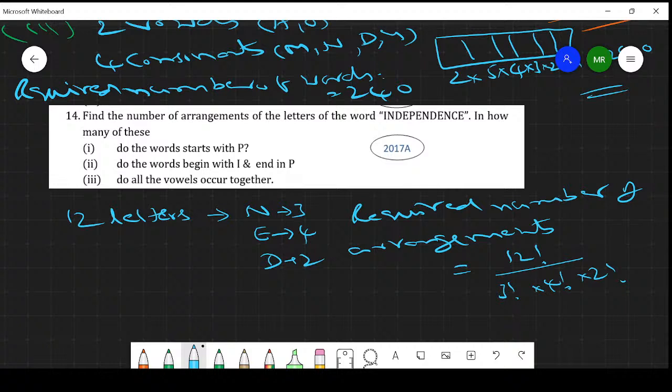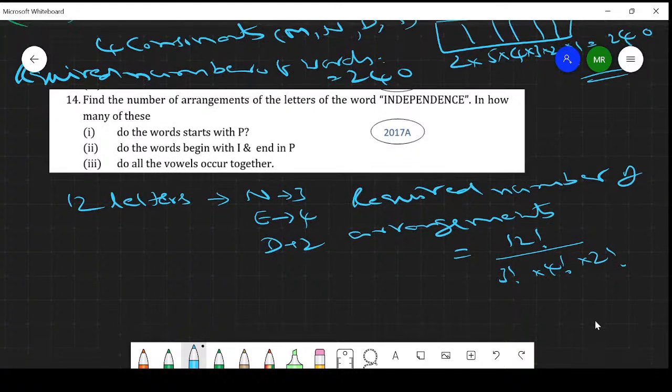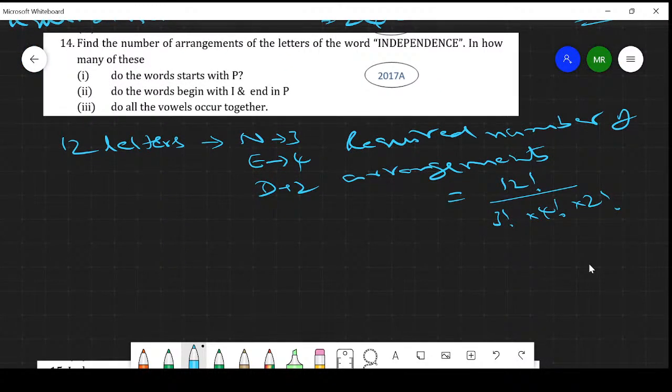So why should you divide? Whenever a letter is repeated, I should divide by 3 factorial, 4 factorial and 2 factorial. So that will be our answer. You can simplify this, 12 factorial by 3 factorial, 4 factorial and 2 factorial. You know how to simplify factorials. I'm not doing that. Even if we stop here, no problem. If your time is there, you can simplify or you can leave it. This is the correct answer.